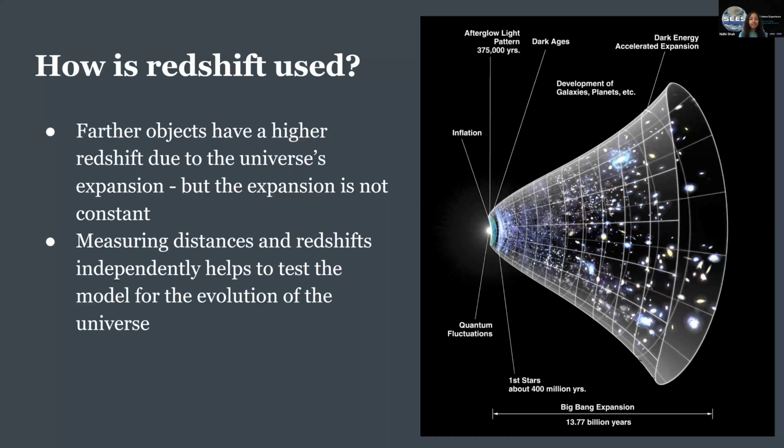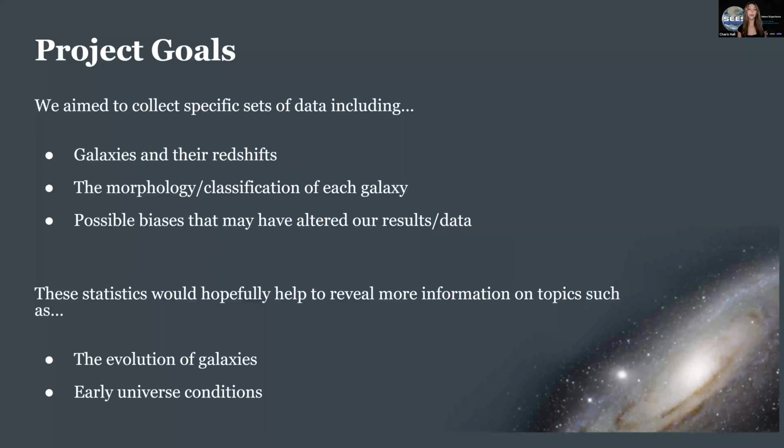Redshift allows scientists to measure the most distant galaxies, and since light takes time to reach us, this allows scientists to look into the past at the early universe. Understanding these trends is very important in understanding how the universe began and evolved and how it will continue to do so.